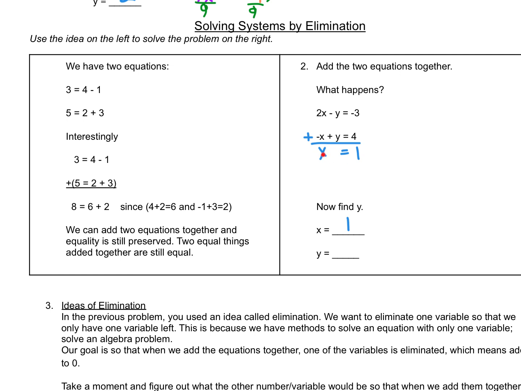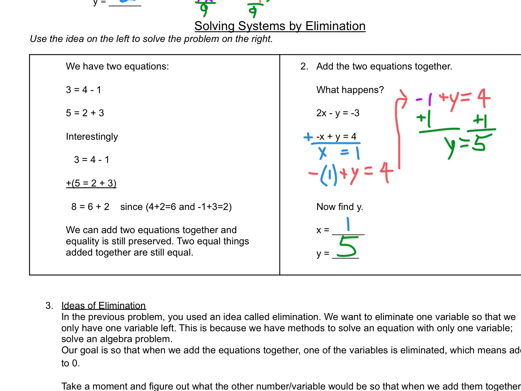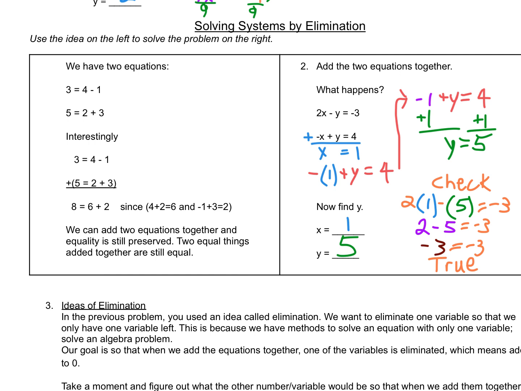Now I can plug x back into either the top equation or the bottom equation and solve for y. And whether you plug 1 into the bottom equation, like I did, or plug into the top equation, you should still get y equal to 5. So we found that x is 1, y is 5. And like we did with substitution, I could verify that's true. Since I used the bottom equation to get y equal to 5, I'm going to check the top and make sure that equals negative 3. And we find that the left side does equal the right side.